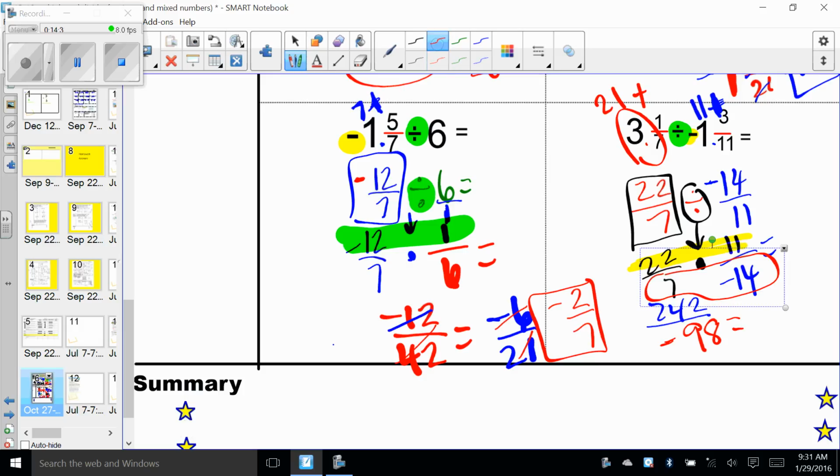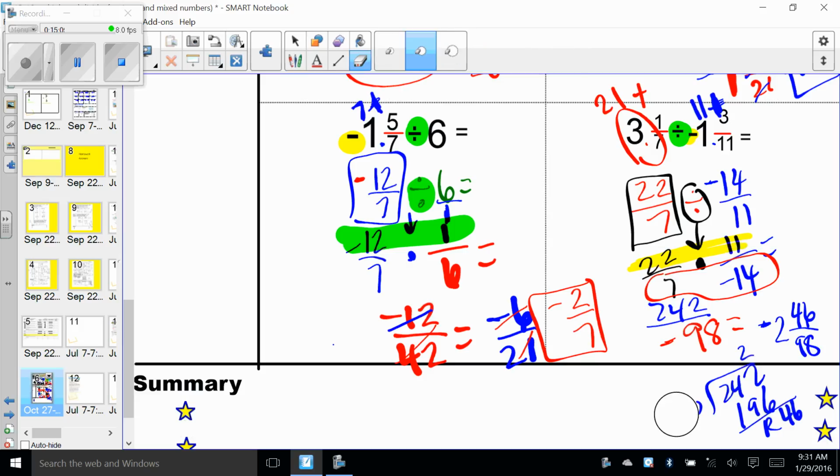Now, we know our answer is going to be negative because it's a triangle problem. We want to know how many 98s go into 242. So how many 98s into 242? It's looking like 2 times. I'm going to go ahead and check that on my calculator, make sure that everything looks good. 98 goes in there 2 times. Yes, that makes 196. So when I subtract here, my remainder on that is 46. Okay, so that's a negative 2 wholes and 46 over 98.